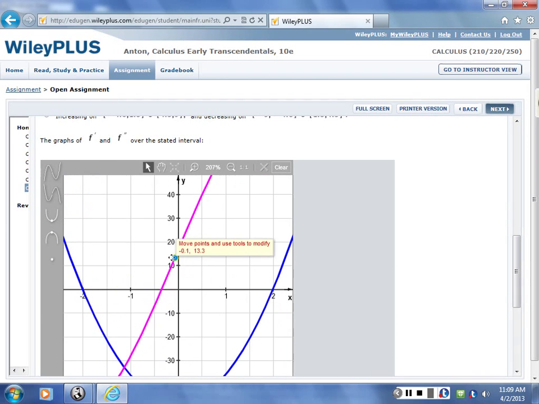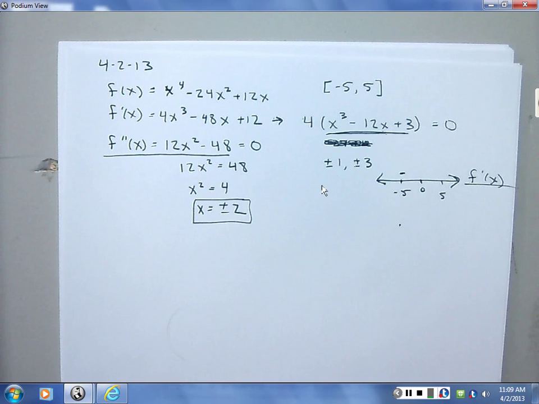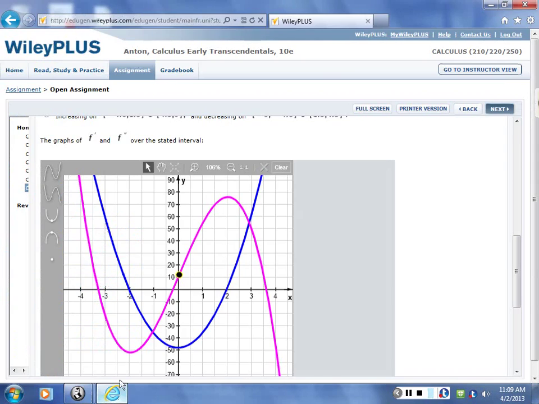So I have really two options. If I put this at 0, 12. How did you pick 12? Well, if I plug in 0 to my derivative, I get 12, right? Okay. So the nice thing is it's either this function or it's this function, right? 0, 12. So I have to figure out which one it is.